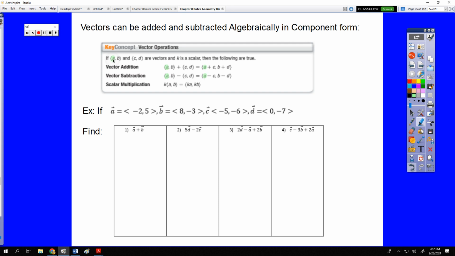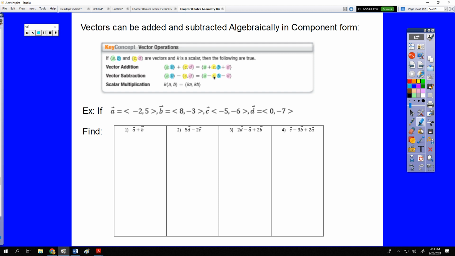So if we have A, B as one of our vectors, and CD is our other vector, then what we do is we add the x components together, A plus C, and we add the y components together, B plus D. The same would go for subtraction.